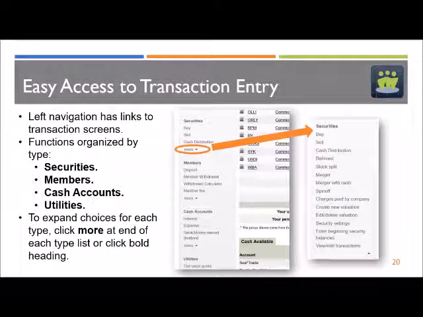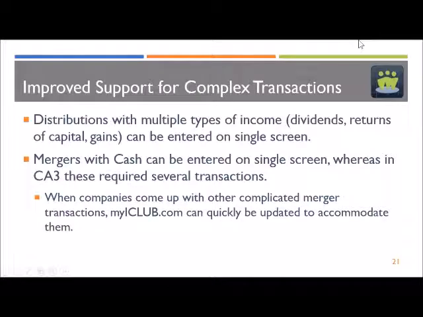Okay, so when you get there, you see navigating, there are two ways. You see there's a left navigation column, and the transactions are put into 4 different categories: securities, members, cash accounts, and utilities. And in the left navigation column, not all of the possible transactions are shown. You just click on that more button at the bottom and it will expand the options so you can see all of the possible, in this case, securities transactions that can go on. You can do the same thing for cash and member transactions.